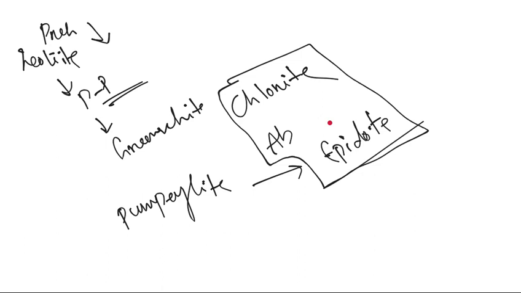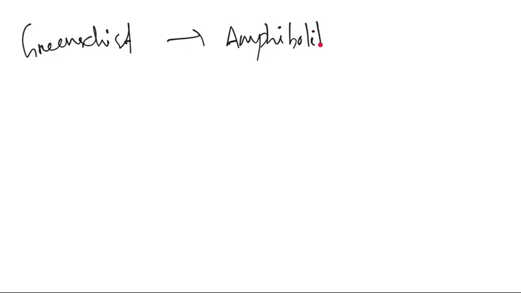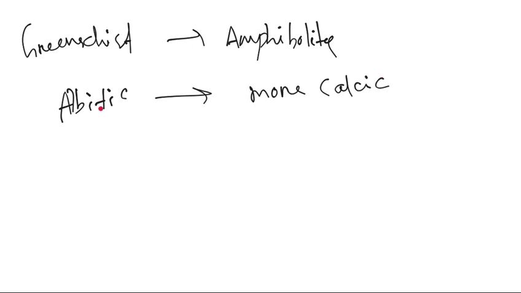After that, what happens? From greenschist to amphibolite, a transition occurs. In this greenschist to amphibolite transition, the albitic component in greenschist becomes more calcic. Like albite will become labradorite or bytownite. So, amphibolite.